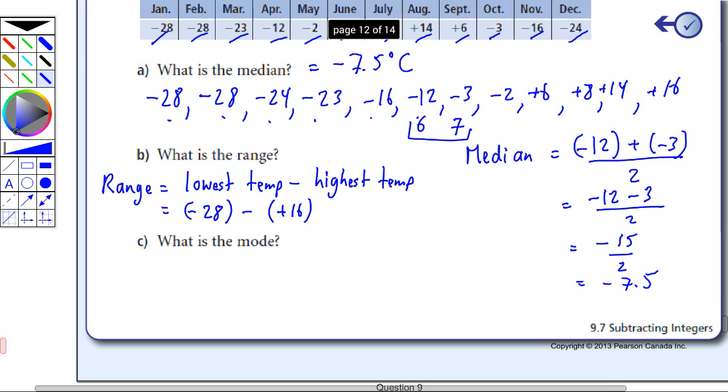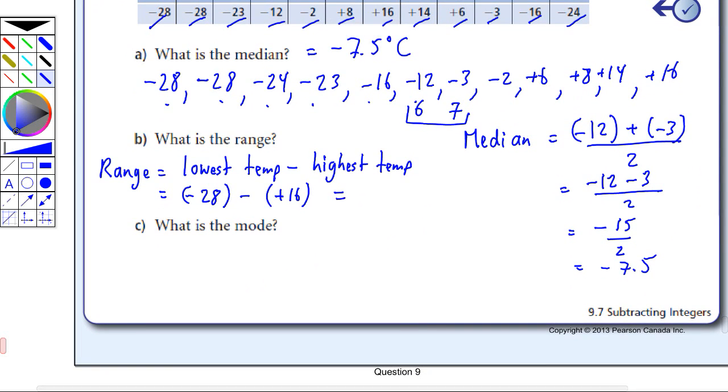So let's just move up. I'm going to continue on the right here. I'm going to rewrite the first term, which always stays the same, and then I've got a minus plus, which turns into minus. So it's minus 28 minus 16. So I'm going to go 28 left on the number line and continue another 16 down. So that'll leave me at minus 44 degrees. So our range, you could say, is minus 44 or plus 44.